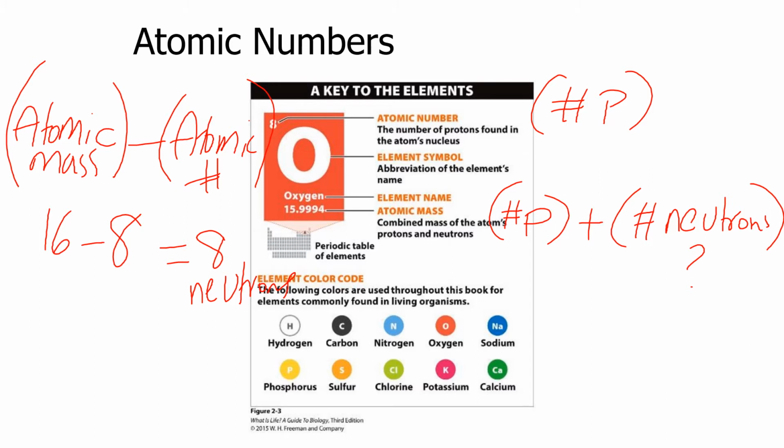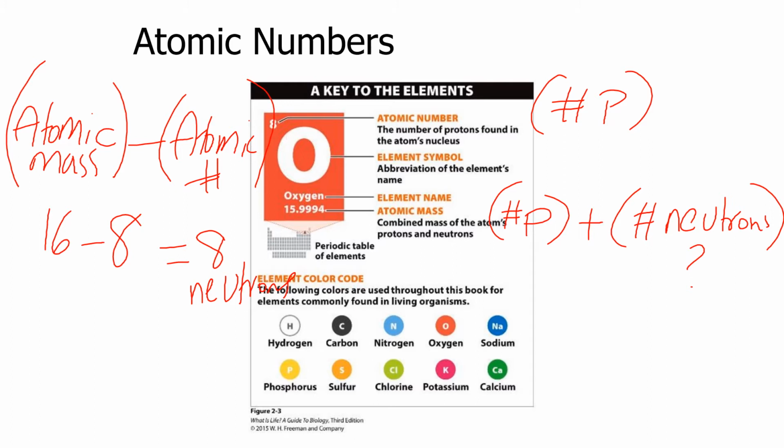Atomic mass is the addition of the number of protons and the number of neutrons. So anytime you want to figure out the number of neutrons, just subtract your atomic number from your atomic mass to figure out how many neutrons it has.